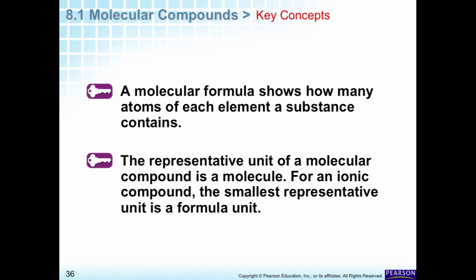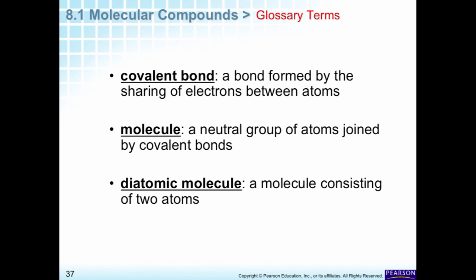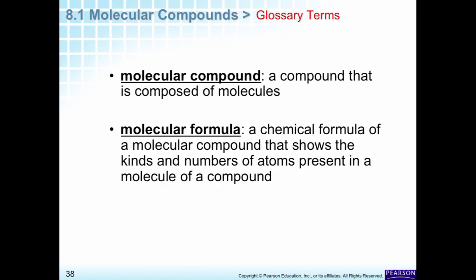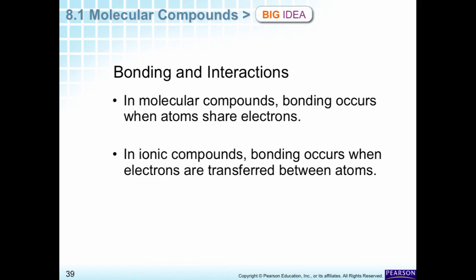Okay, here are some key points. You might want to take these down in your notes. Definitions, definitely take down in your notes. Some more definitions, and our big idea, bonding and interactions. In molecular compounds, bonding occurs when atoms share electrons. In ionic compounds, bonding occurs when electrons are transferred between atoms.